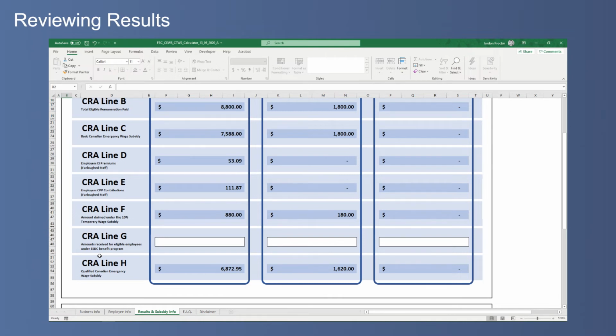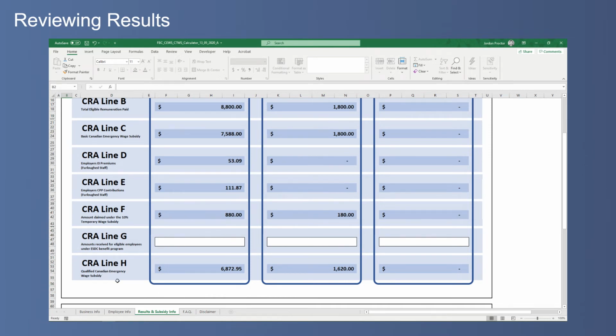For CRA line G, that's amounts received for eligible employees under the ESDC benefit program. That's a work benefit program separate from the scope of what we're covering here. If you do have employees that you've received benefits for under that program, make sure you enter those benefits that you've been given for that period in the white box.